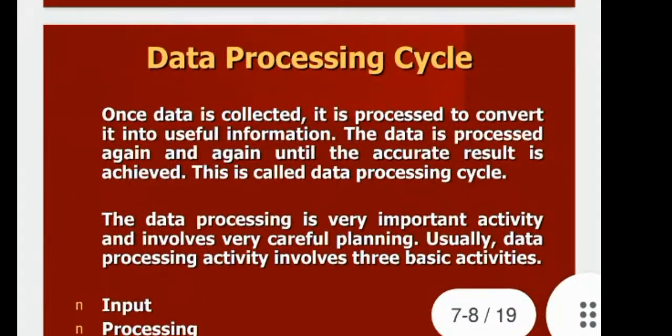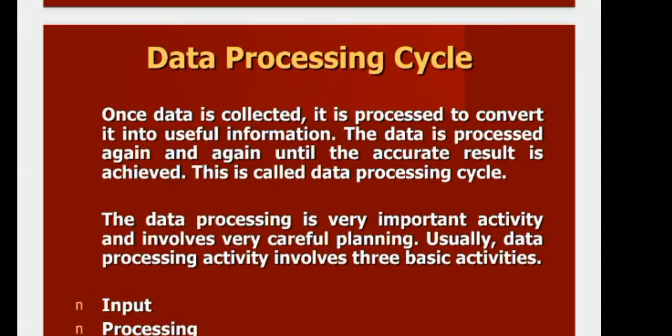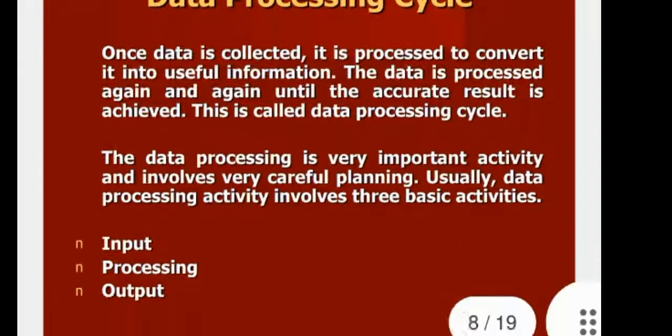Data processing cycle. Once data is collected, it is processed to convert it into useful information. Data is processed again and again until the accurate result is achieved. This is called the data processing cycle. Data processing is a very important activity and it involves very careful planning. Usually data processing activities involve three basic activities, which are input, processing, and output.